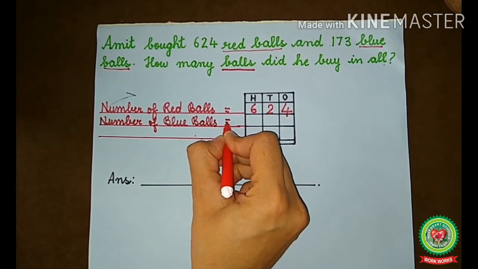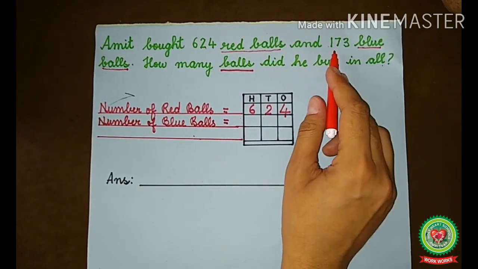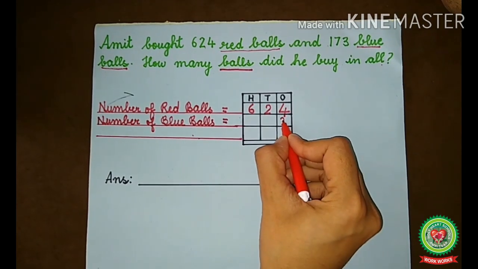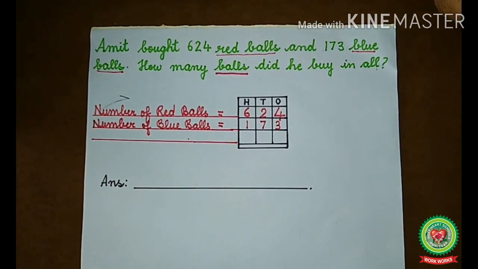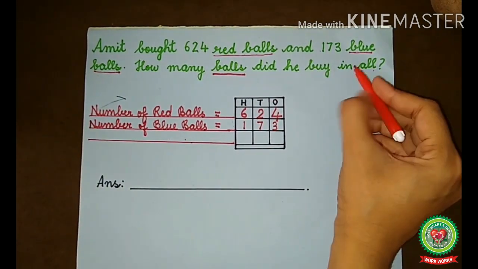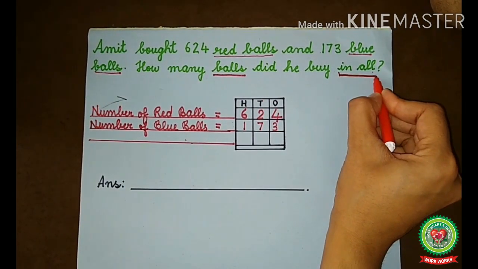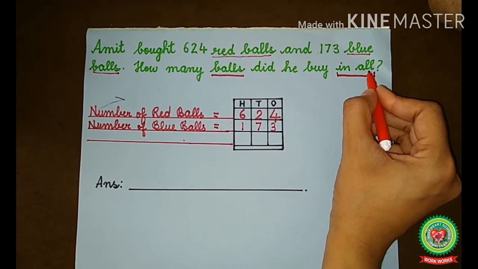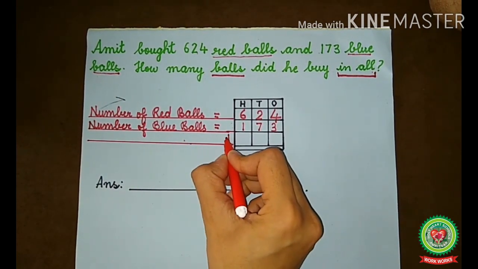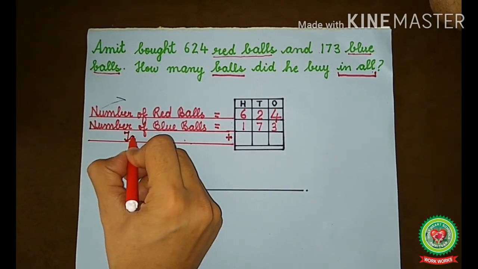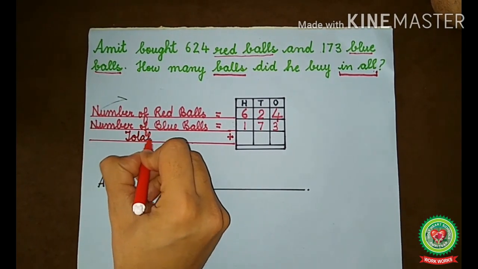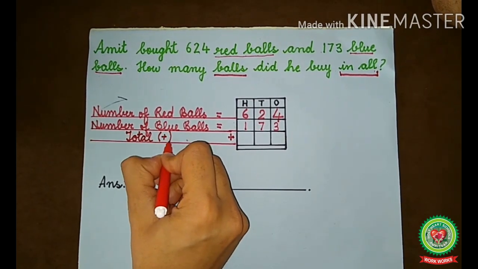And we will put is equal to sign. How many there are? 173. Start writing from the back hand side. 173. And we are given in the statement "in all." In all means this is the sum, plus. So what will be the last statement? We will write simply total and plus.